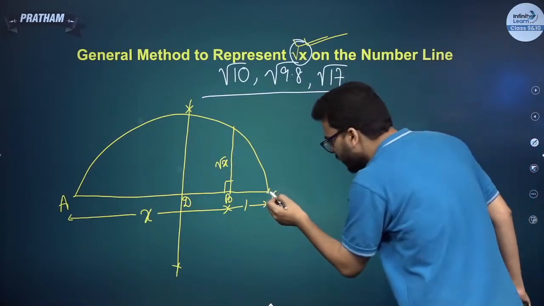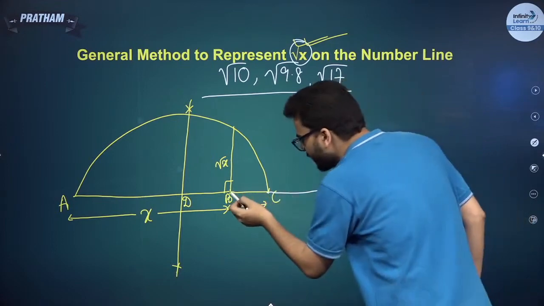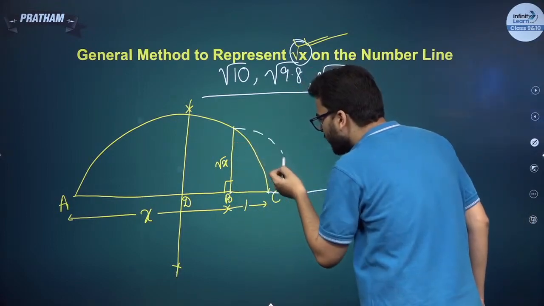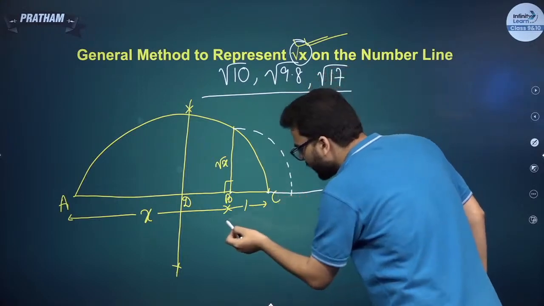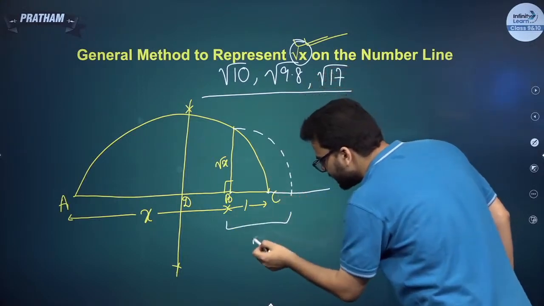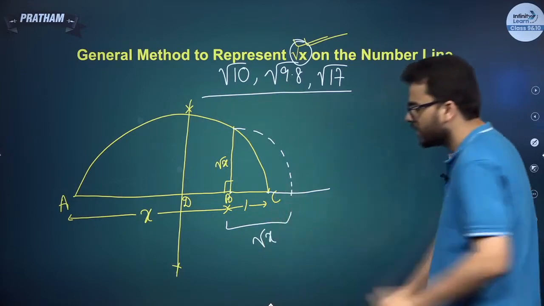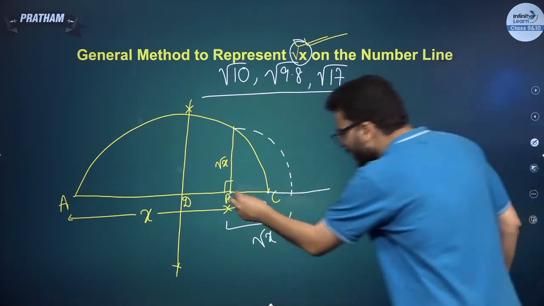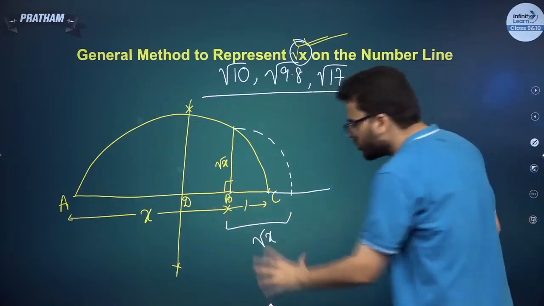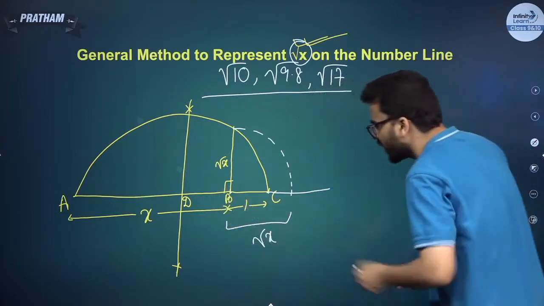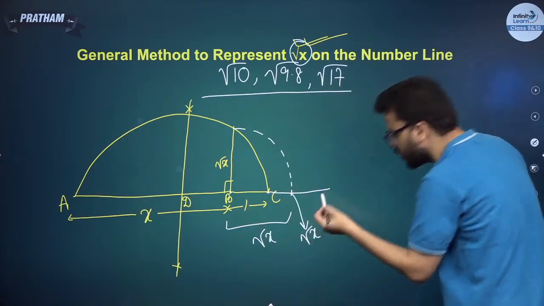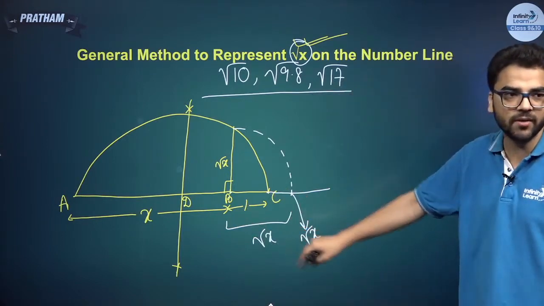So what will you do? You'll put the needle of the compass at this point and then take this distance and take it on the number line. So on the number line, basically this distance will show square root of x, and over here B is the origin, because you want to show root x on the number line. So if you consider B as the origin, this point will show root x on the number line. Is the method clear to everybody?